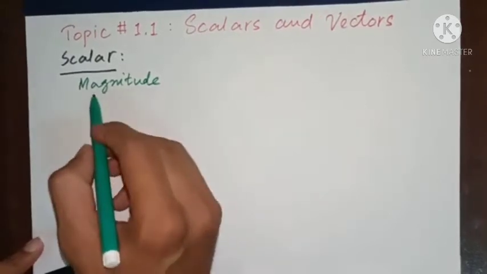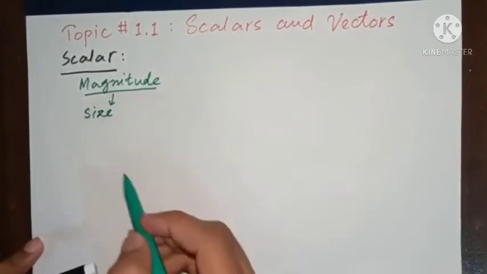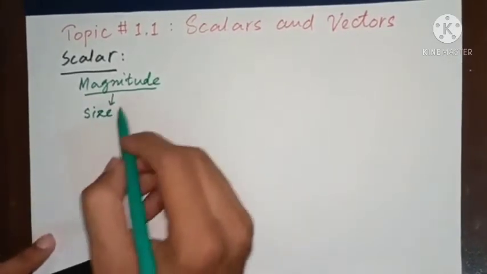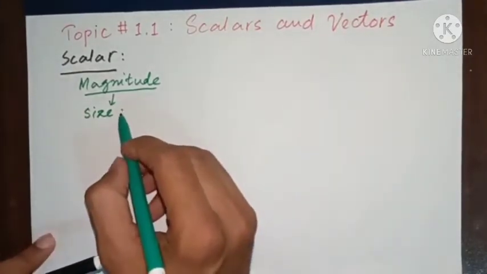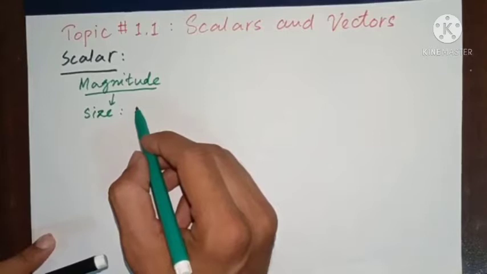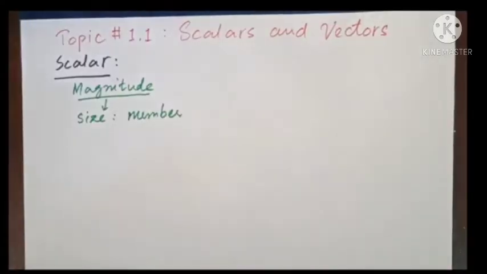To describe magnitude, I can use the word size. It will represent the quantity or number of something. Magnitude of any physical quantity is the answer of how much the quantity is. Magnitude is always a number written with a suitable unit.